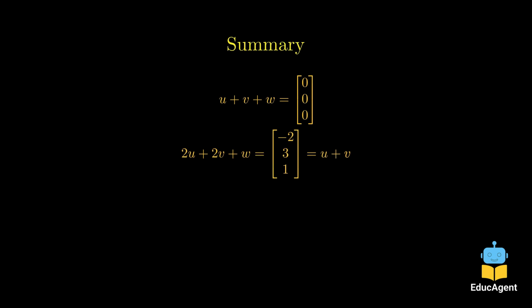Let's wrap up what we found. First key fact, the three vectors sum to 0. Second, 2u plus 2v plus w equals u plus v. Third, w is a linear combination with coefficients -1 and -1.